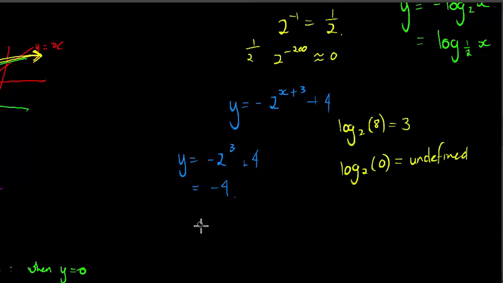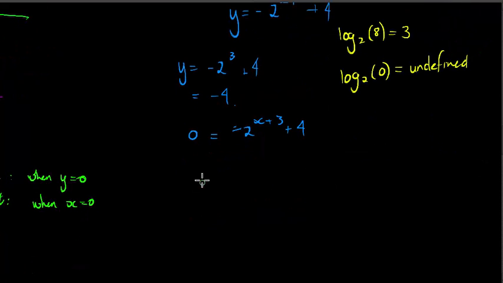Okay. If I need to take the x-intercept, I make y 0. So negative 2 to the power of x plus 3 is plus 4. Now I just solve. Negative 2 becomes positive 2 to the power of x plus 3 is equal to 4, which means that 2 to the power of 2 equals 4. You get that? Would you be able to solve this?